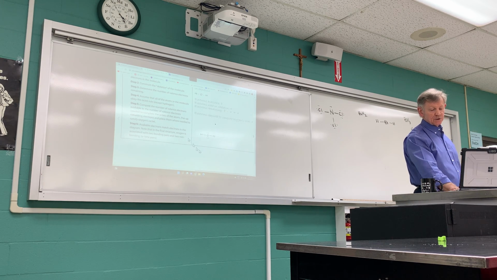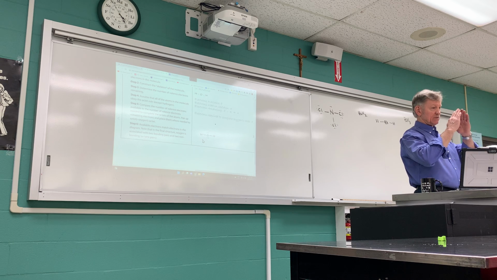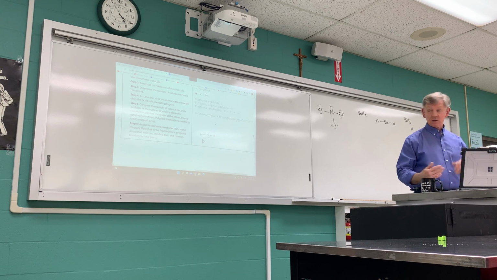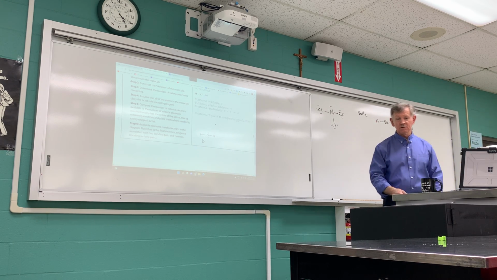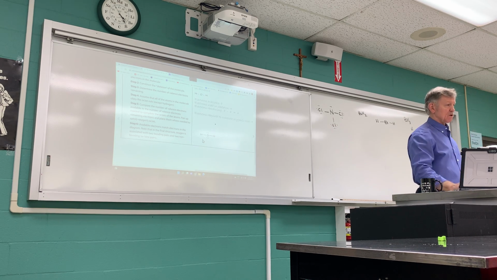So here's the structure. Now we draw it straight, but in 3 dimensions, water actually isn't straight. It's a bent or V-shaped molecule. And it's a good thing it is. If it wasn't, you and I wouldn't live. No life anywhere would live if water was a straight molecule. Okay.